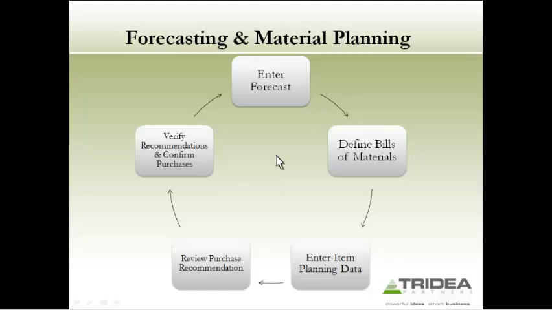We will then define the ingredient and component materials that are required to meet that finished good forecast, as well as enter some parameters for planning material purchases. We can then review the system's recommendations for procuring the needed materials and verify the validity of those recommendations.